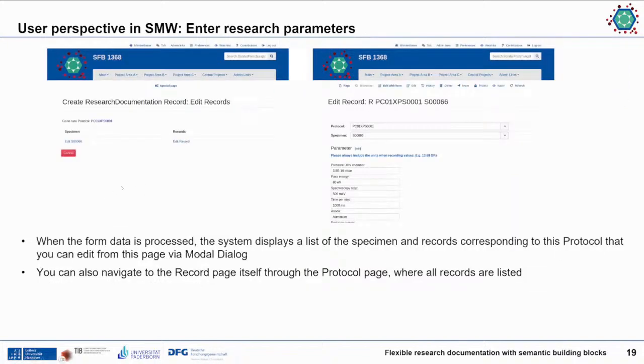So what happens after that? When the form data is processed, the system displays a list of the specimens, as you can see here in the screenshot. The system can record entries corresponding to this protocol. I can edit this information via a modal dialog, like a pop-up window. I can also navigate to the record page through the protocol page. For example, I can list all records.